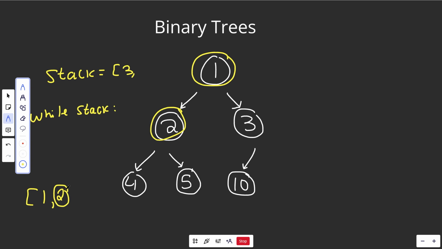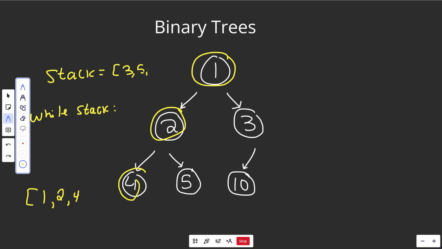Okay, so we have a 2. We check if we have a right. Yes, we do. And so we're going to put that on the stack. Do we have a left? Yes, we do. We're going to put that on the stack. Okay, so then we process the 4. Notice here that we went left in a DFS. So we process the 4. Okay, that 4 does not have a right and it does not have a left. So we're not going to put anything on the stack for him.